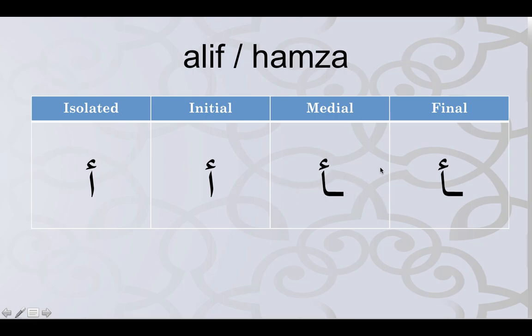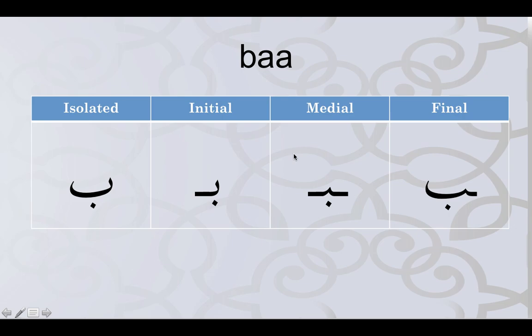And you will notice this a lot when I go through all 28 letters. Some letters have 4 different forms. Its isolated is different than its initial, is different than its medial, and it's different than its final. But for some letters, the isolated and initial might be the same, and the medial and final might be the same. So let's go into the next letter, which is the letter ba.